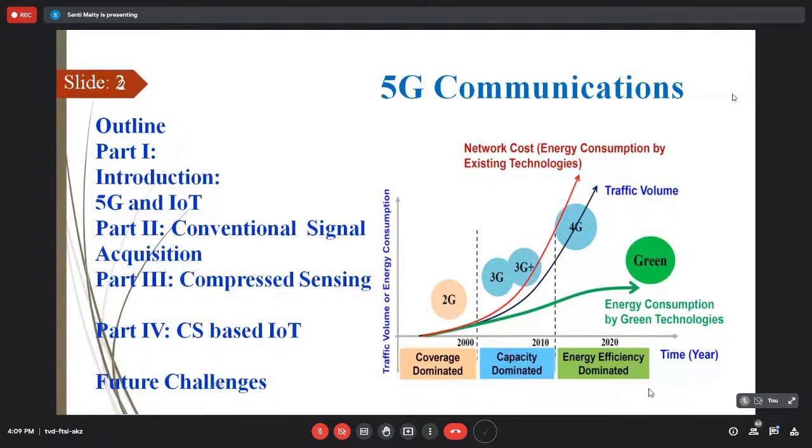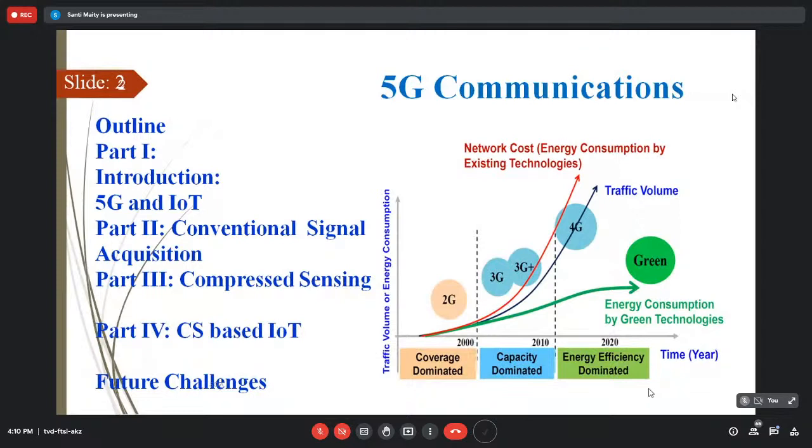So the change that we see is that the first generation was mostly coverage dominated. There was a tower and how long a distance it could cover. Then it was the data rate, and in the second or third generation, along with voice, there were data transmissions. Of course, the data rate was low, and now it is voice, video, and all kinds of data that we are seeing in our communication environment and on our cell phone platform.